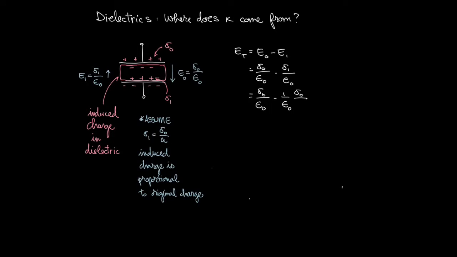and then notice that we can pull out sigma naught and epsilon naught, and now what we have is sigma naught over epsilon naught times 1 minus 1 over alpha. What we have is sigma naught over epsilon naught, the original electric field, multiplied by 1 minus 1 over alpha, which is just a constant.